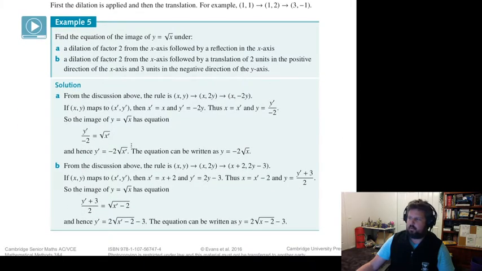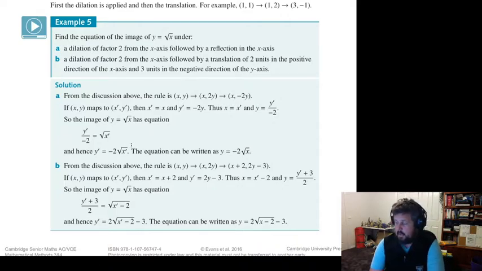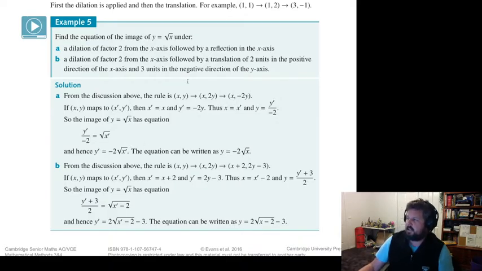Alrighty, cool, this is a cool one. It says here, find the equation of the image of y equals the square root of x under the following scenario. So the first one's saying what happens if we have a dilation of factor 2 from the x-axis followed by a reflection in the x-axis.